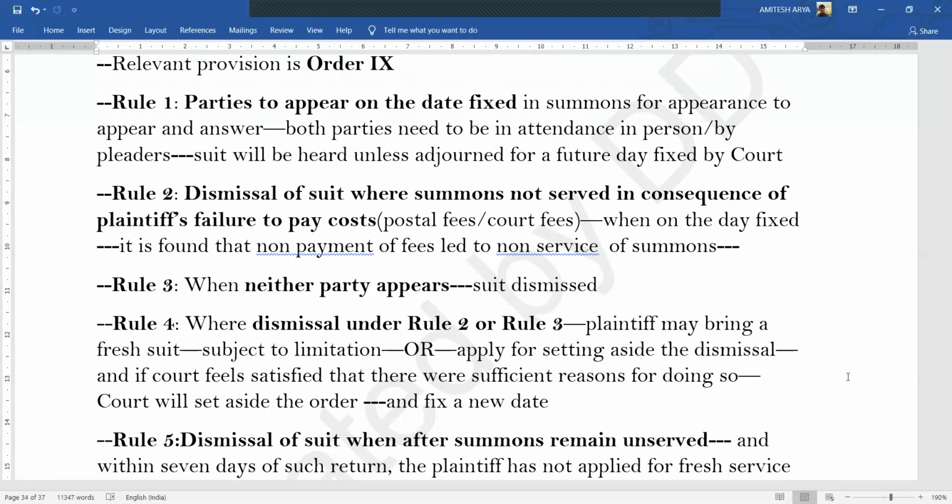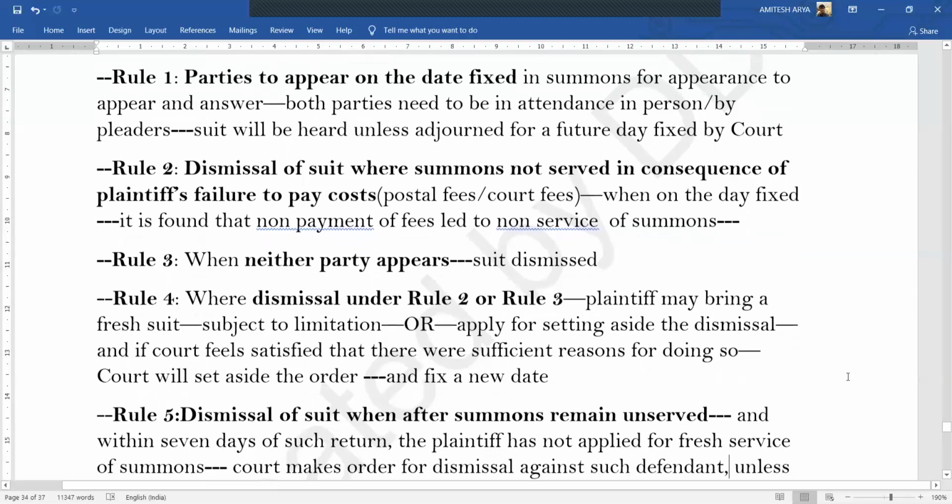So for Rule 2 and 3, where there's a dismissal of suit on the grounds that the summons was not able to be served because of the plaintiff's failure to pay the cost, or nobody appeared at that point of time, the plaintiff can bring a fresh suit or can apply for setting aside that order of dismissal. Important point to remember: in this particular order, you have to remember at what points the plaintiff can bring a fresh suit, at what points he can apply for setting aside the dismissal, or at what points he can do both. So for Rule 2 and Rule 3 dismissal, he can do both, whatever he wants.